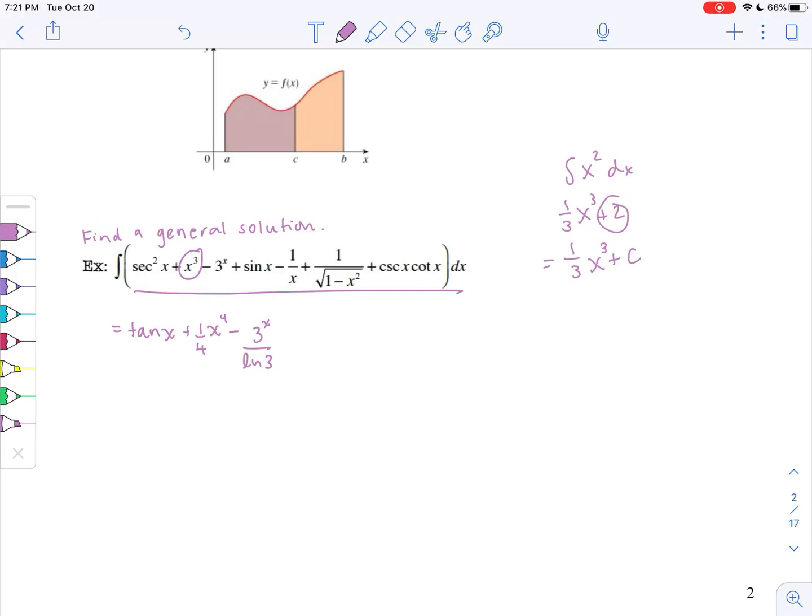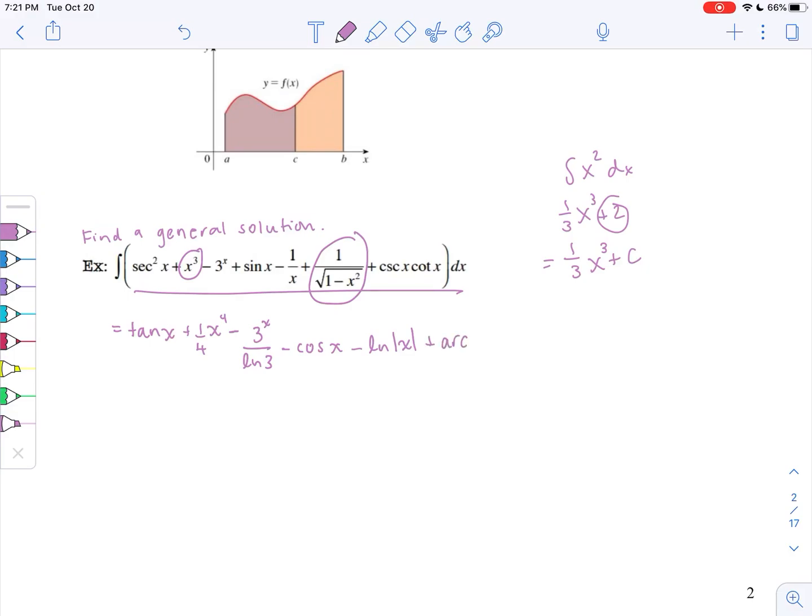The derivative of cosine is negative sine. So therefore, the function that would get me sine of x when I take its derivative is negative cosine of x. The derivative of negative ln of x would get me 1 over x. So this is negative ln, and remember to include the absolute value of x. And this one might be hard to recognize, so look back at your notes.